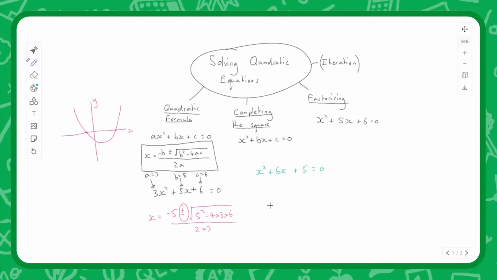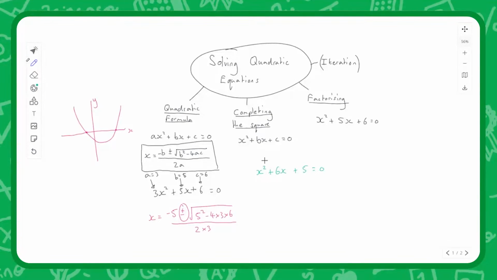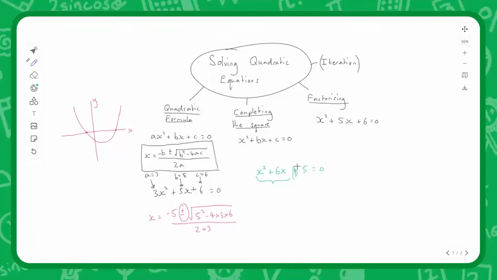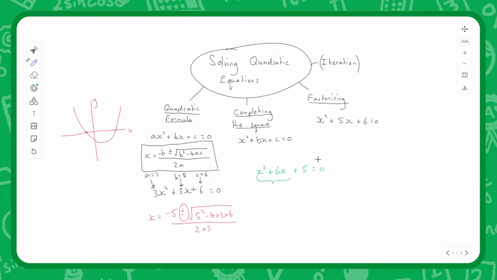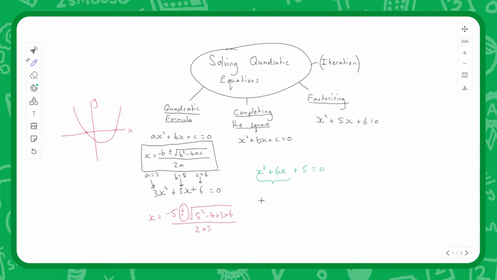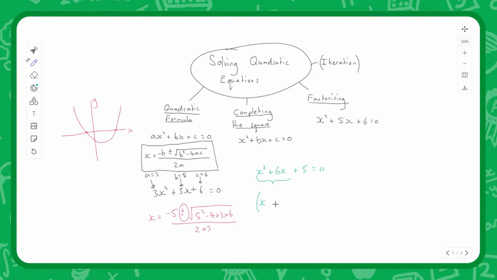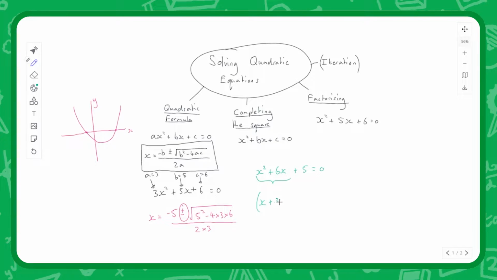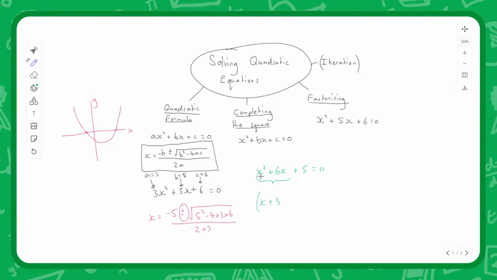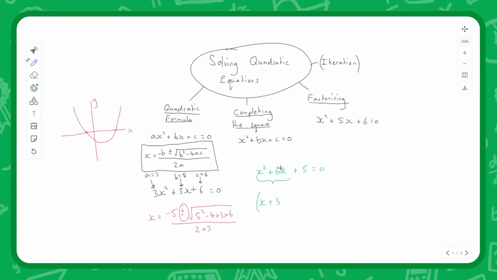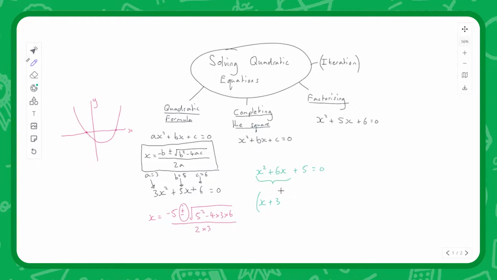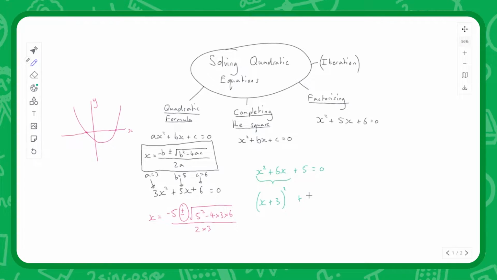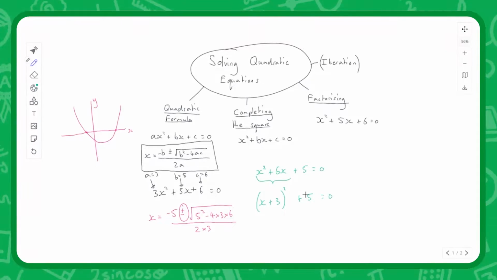Well, what we can do is focus on the first two terms. We focus on the x squared and the x term. We almost ignore the plus 5, the constant bit at the end. And what we do is we transform this into something that looks like this. We take the number in front of x and we halve it, and we ignore the x squared. So x squared becomes x, and this number, in this case 6, halves to become 3. And then we square that. And you'll see why we do this in a second. And then obviously we've got that plus 5 equals 0.